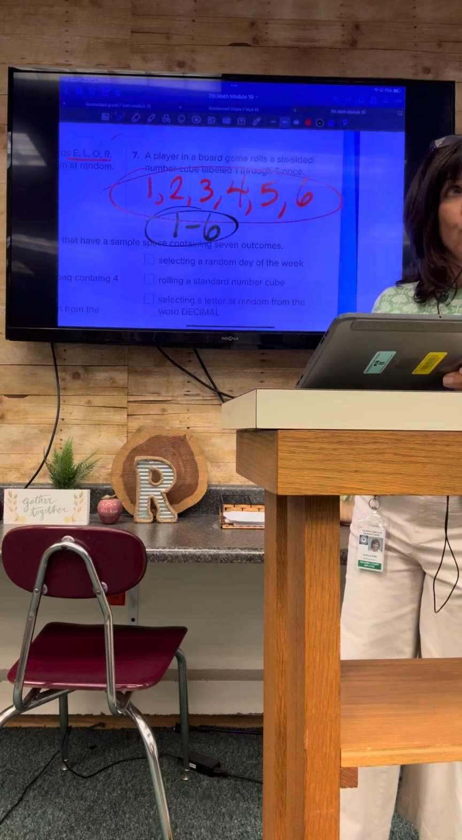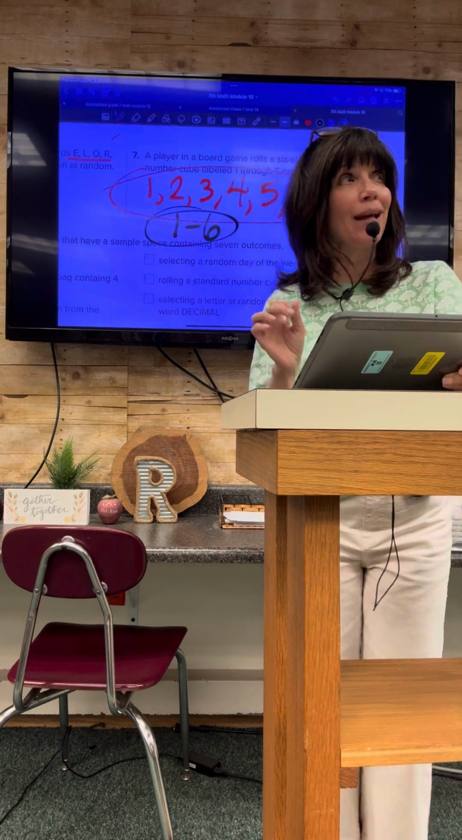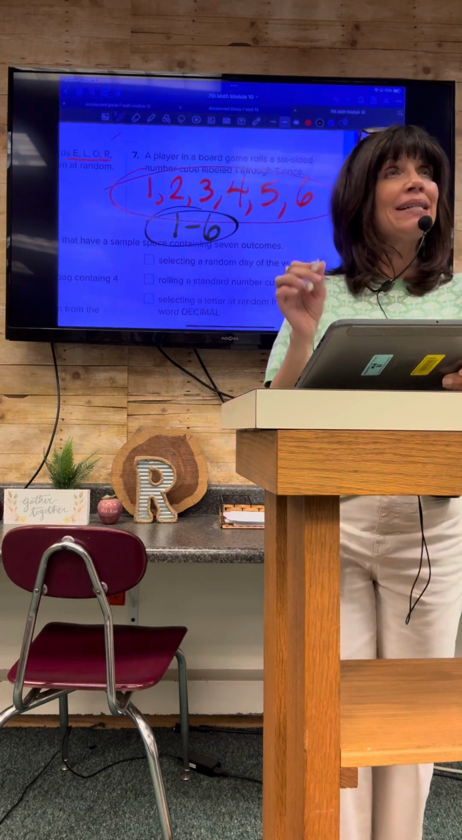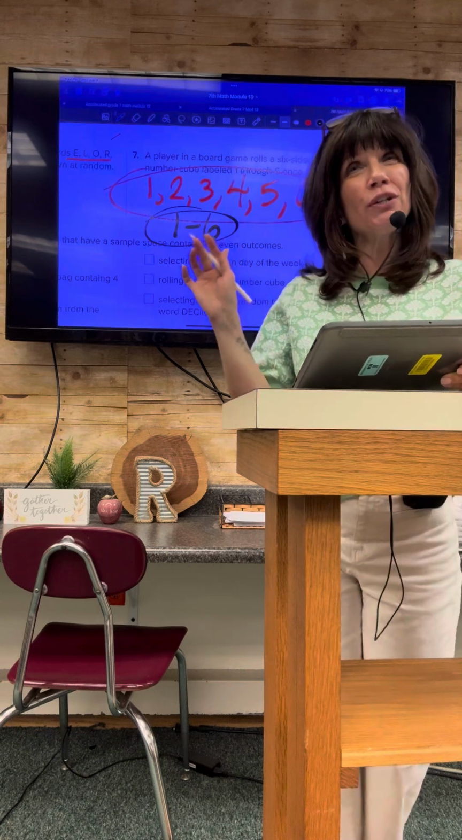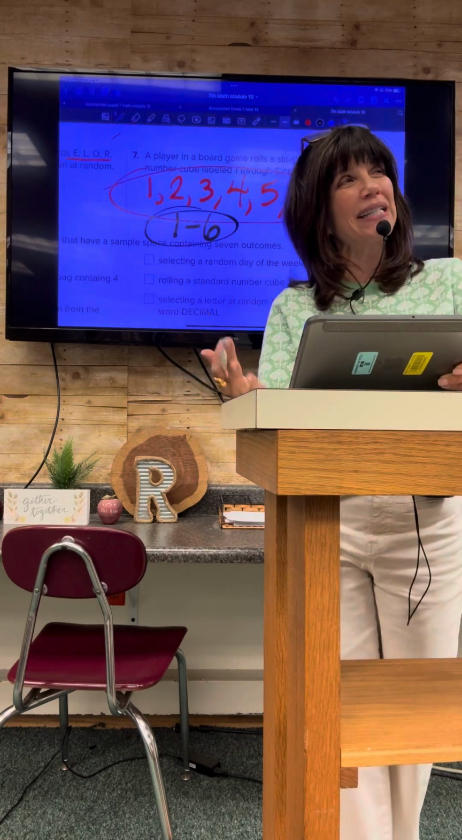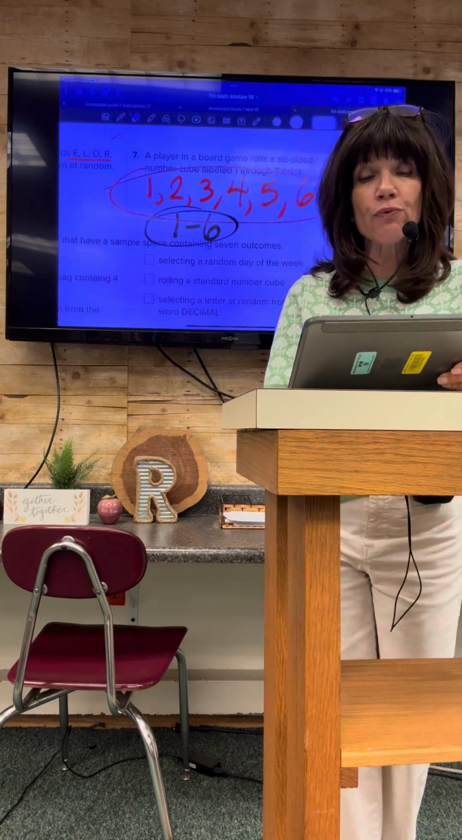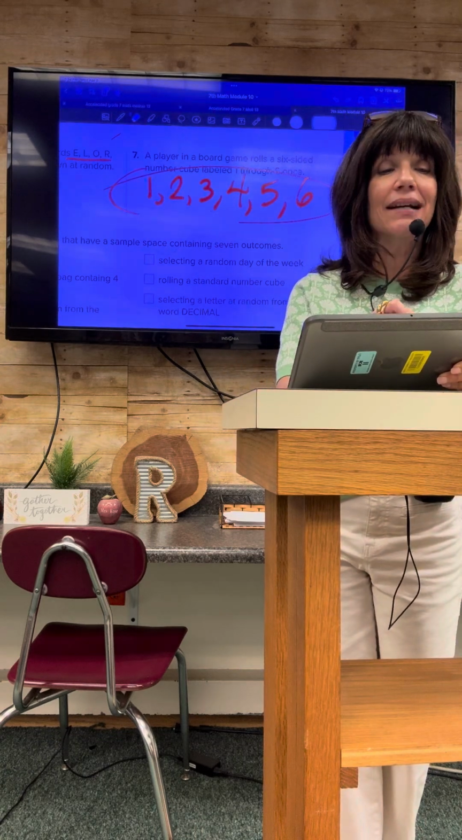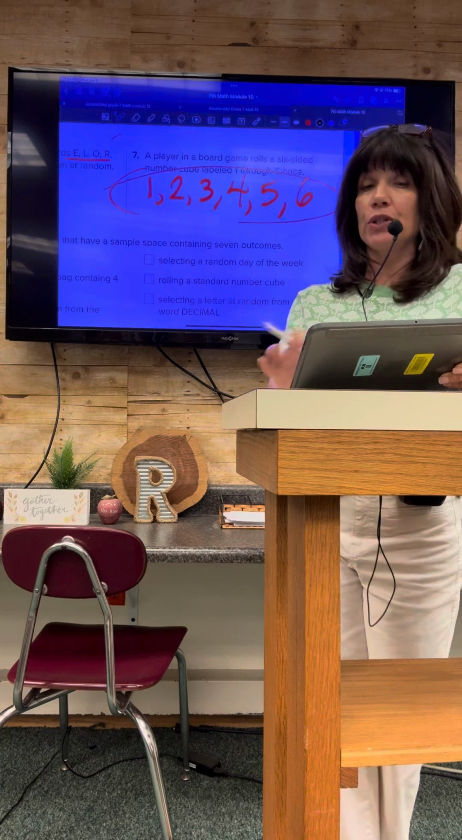Would it also be acceptable to count this as my sample space? No. You need to name each number as many times as it occurs. If you only write 1 through 6, we might know it includes 1, 2, 3, 4, 5, 6, but we don't know how many times. So you always write the number as many times as it appears. You don't just write the lowest through the highest.